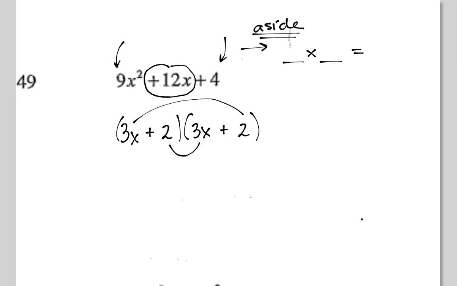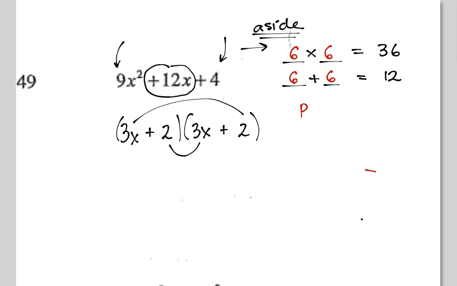No, not 4. 36. Why 36? The first number times the last number. And then I need two numbers that add up to 12. What are two numbers that multiply to 36 and add up to 12? 6 and 6. And then that's when you know it's a perfect square.